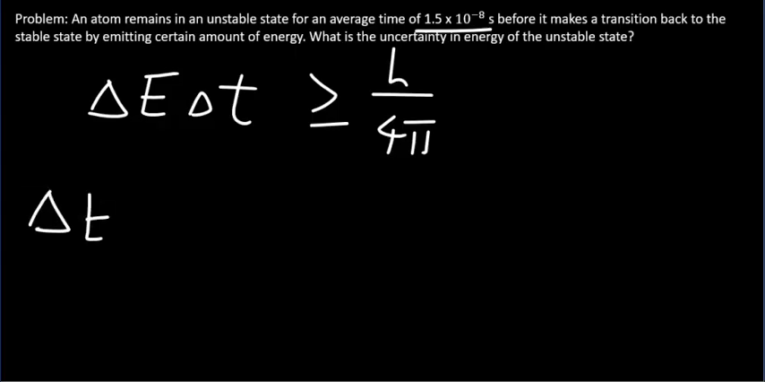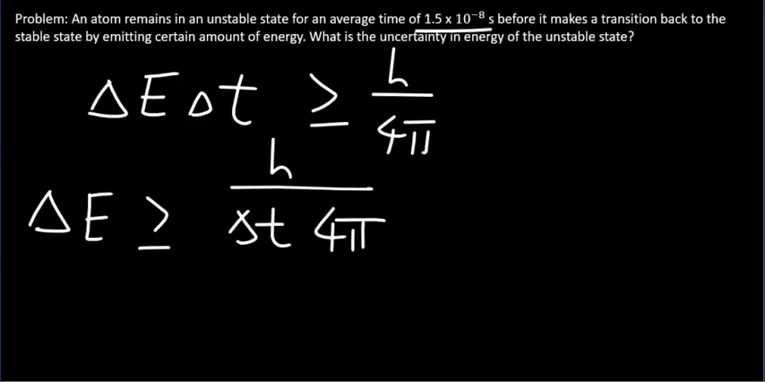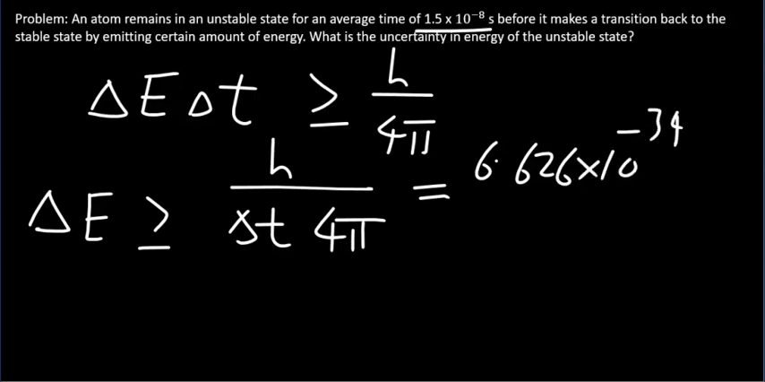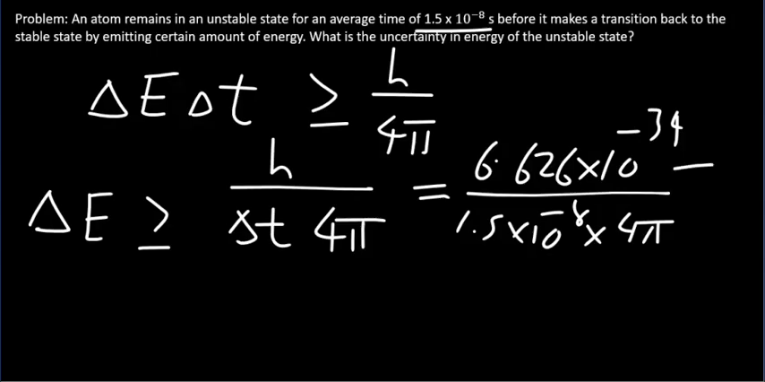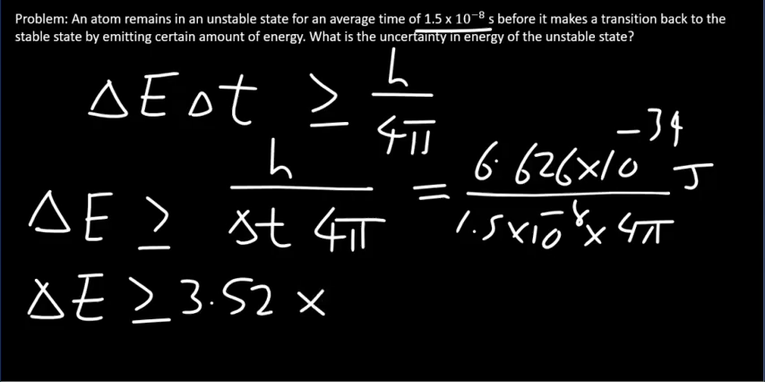So delta E becomes greater or equal to h over delta t times 4 pi. Let's substitute everything inside this expression. h is 6.626 times 10 to the power minus 34 over delta T, which is 1.5 times 10 to the power minus 8, times 4 pi. Of course, the unit must be in joules, giving you the following result. Delta E must be greater or equal to 3.52 times 10 to the power minus 27 joules.